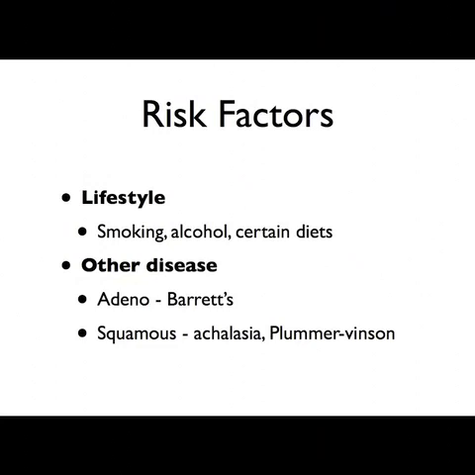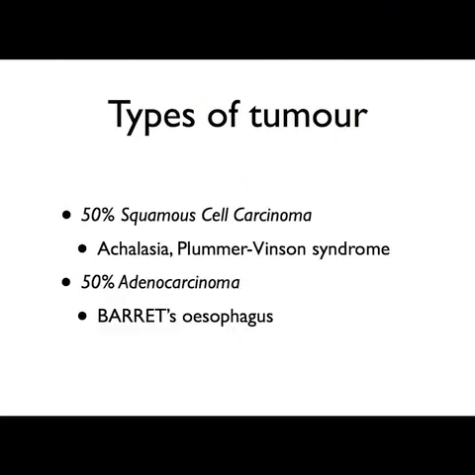So, let's talk about the two specific types now of esophageal carcinoma. What types do we have? 50% are squamous cell, 50% adeno. We've already mentioned some of the associations with squamous cell, the Plummer-Vinson syndrome, for example, and achalasia. But tell me a little bit about associations of adenocarcinoma. Well, Barrett's esophagus from gastroesophageal reflux disease.